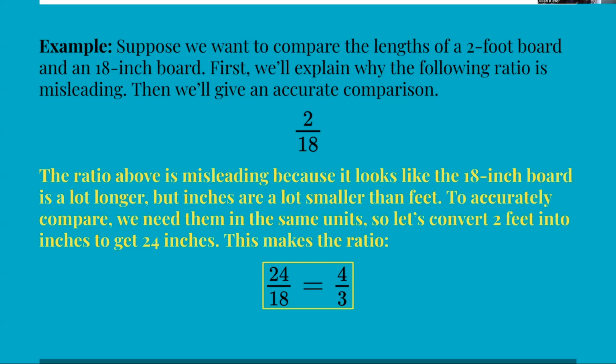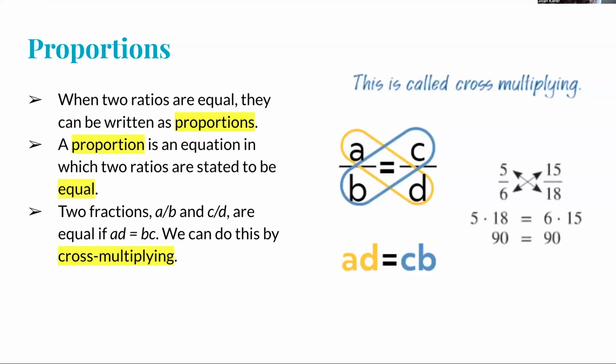So that is the actual accurate comparison of our two boards there. It's in a ratio of 4 to 3. So our 2-foot board and our 18-inch board, that ratio is 4 to 3. There we go. So that leads us into proportions.